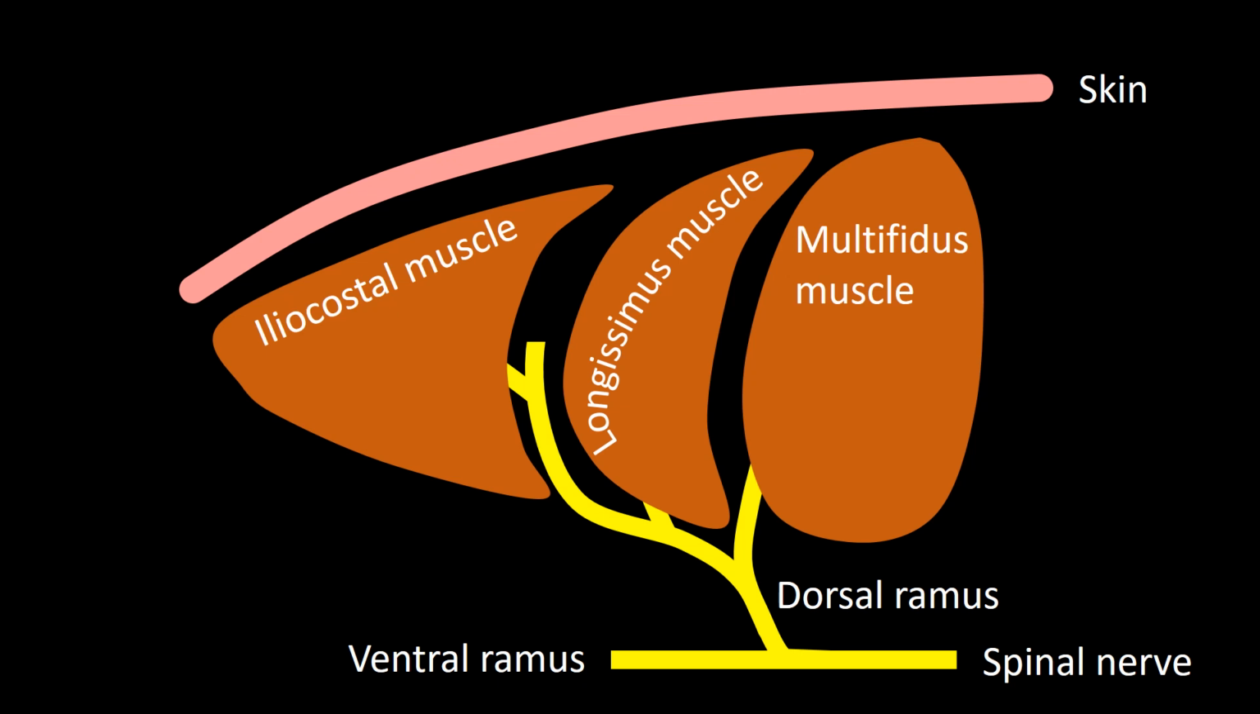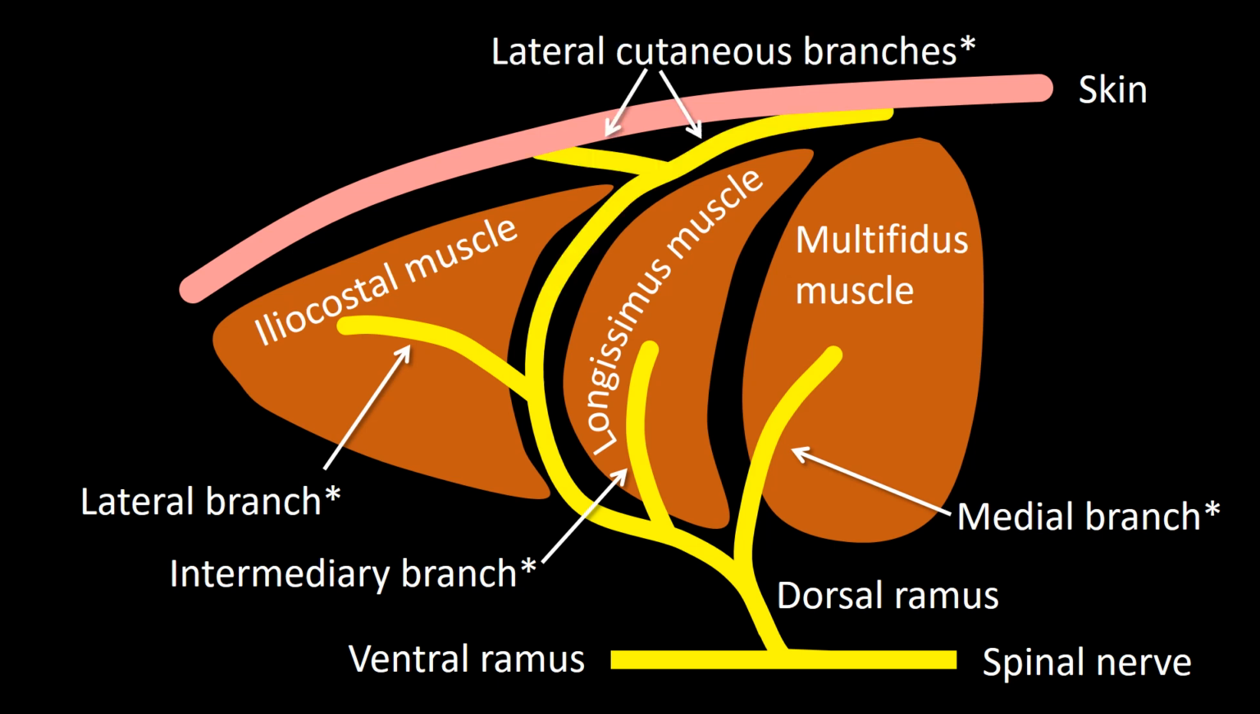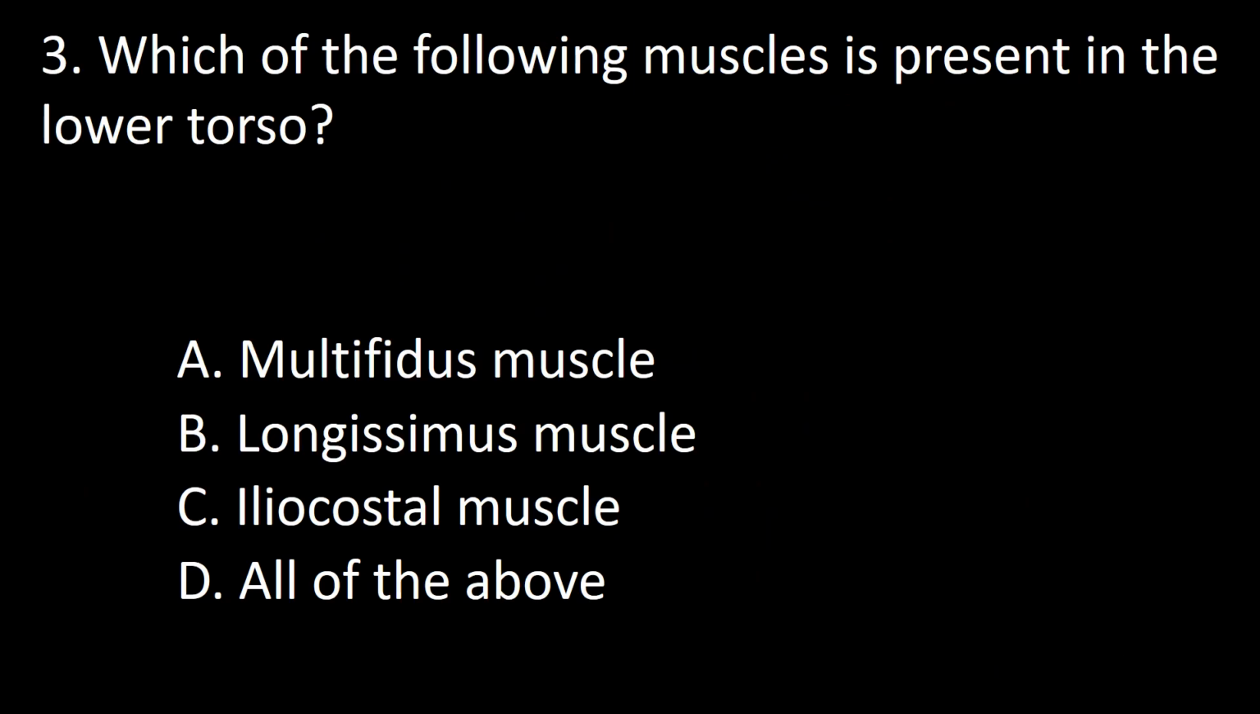These muscles are innervated by the medial branch, the intermediary branch, and the lateral branch of the dorsal ramus. The skin is innervated by the lateral cutaneous branch. The reason for the asterisk after the word branch or branches is that some authors use the term ramus instead of the term branch for the offshoots of the ventral ramus. So the answer to this question is D, all of the above.